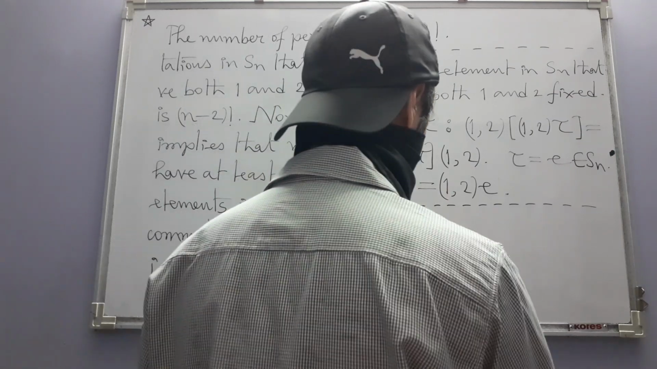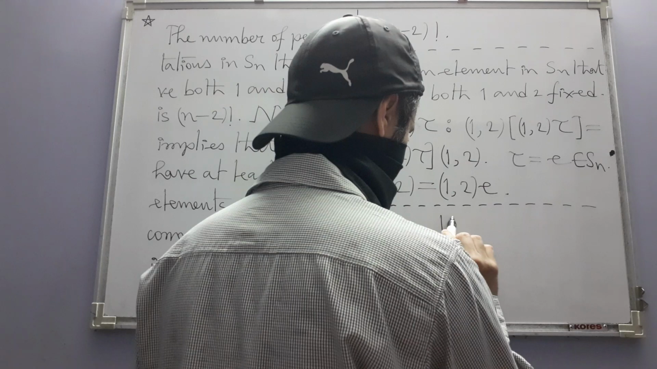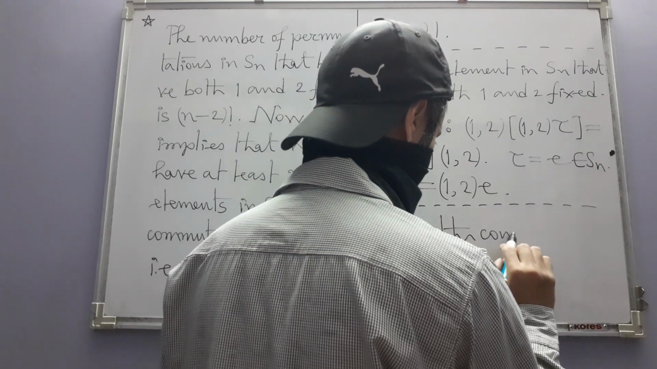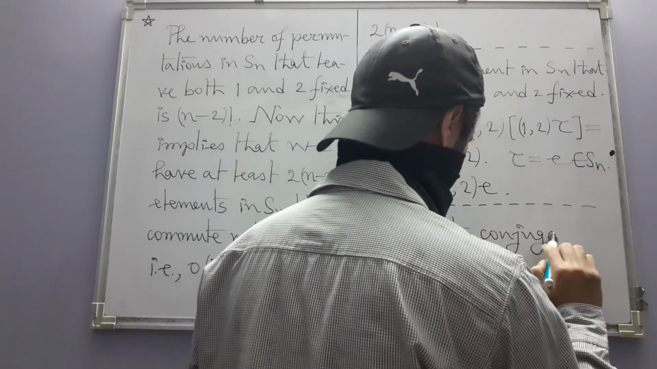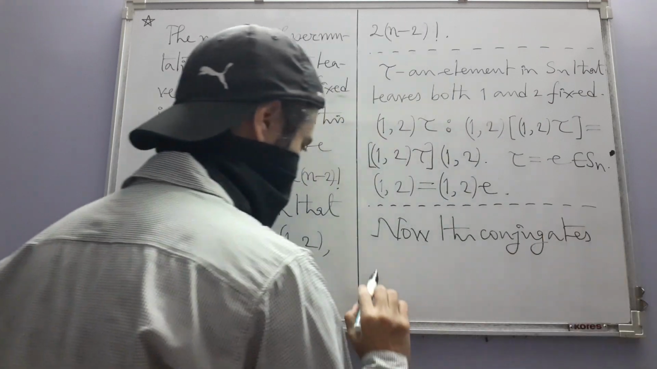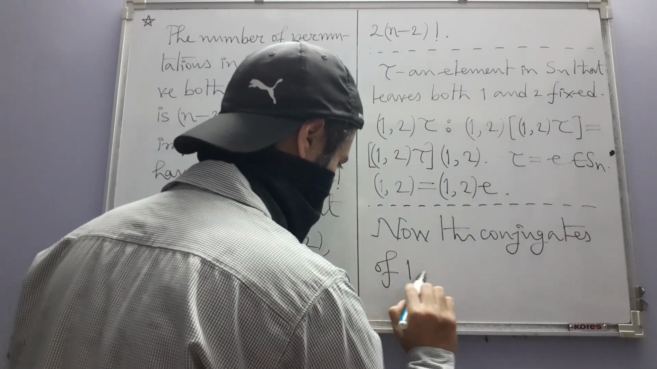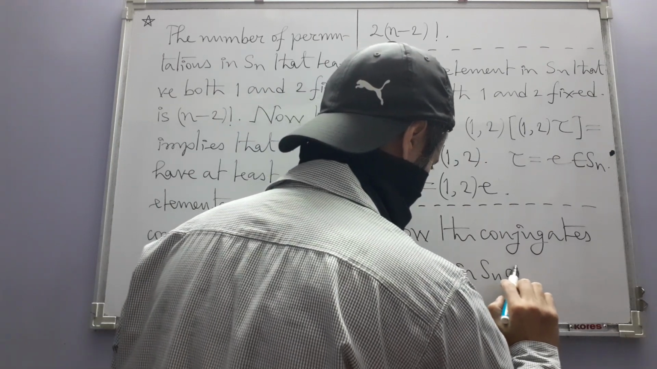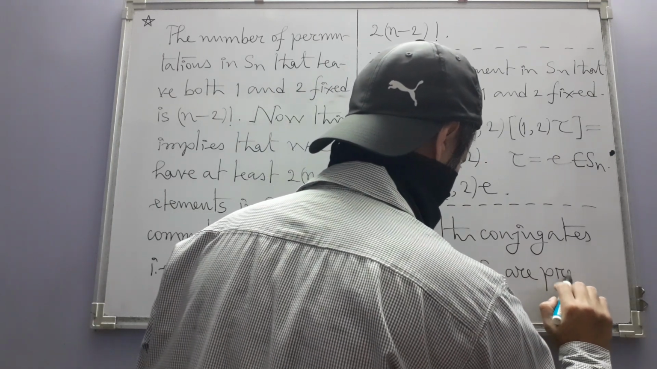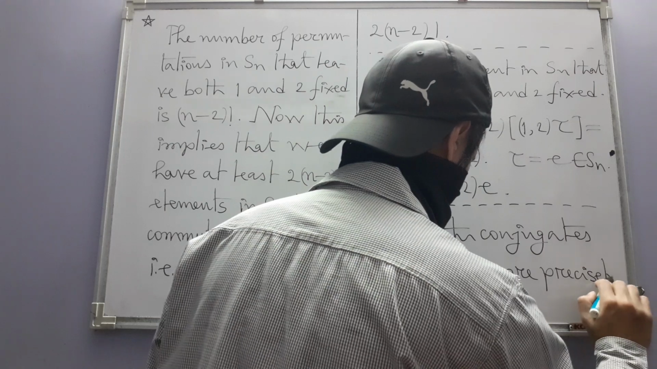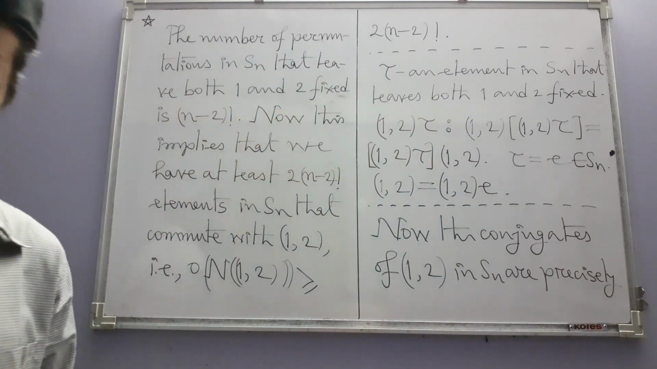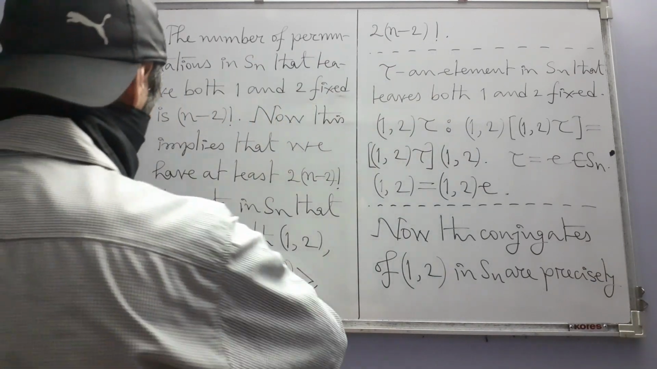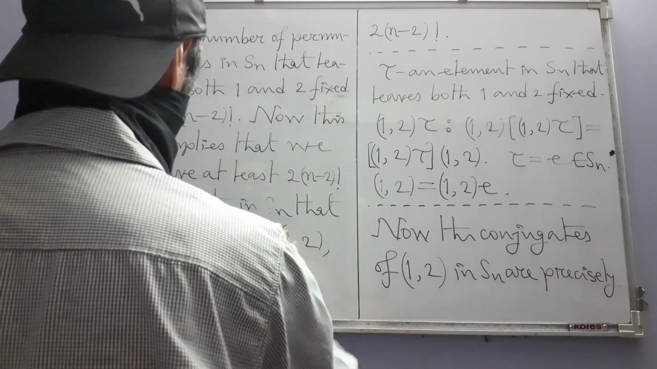Now, the conjugates of 1 comma 2 in Sn are precisely all the 2 cycles, or all the transpositions.